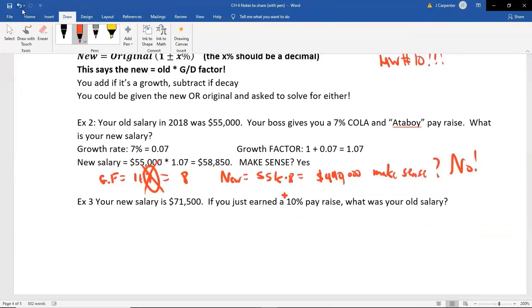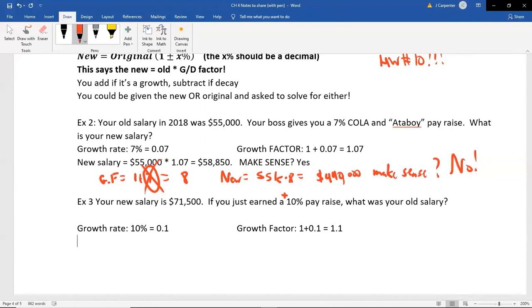So let's identify things. Our growth rate is the 10%, which as a decimal is 0.1, making our growth factor 1 plus 0.1, which is 1.1. Again, the growth factor just takes 1 and adds the percentage, but as a decimal.